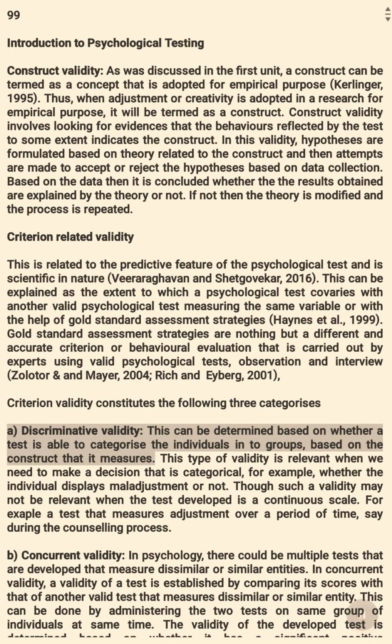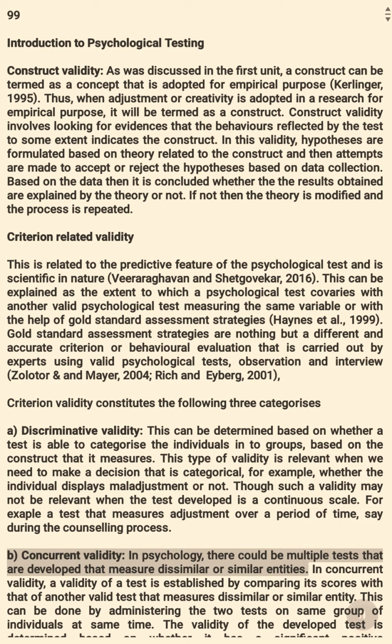A. Discriminative validity. This can be determined based on whether a test is able to categorize the individuals into groups, based on the construct that it measures. This type of validity is relevant when we need to make a decision that is categorical, for example, whether the individual displays maladjustment or not. Though such a validity may not be relevant when the test is developed as a continuous scale, for example, a test that measures adjustment over a period of time, say during the counseling process.